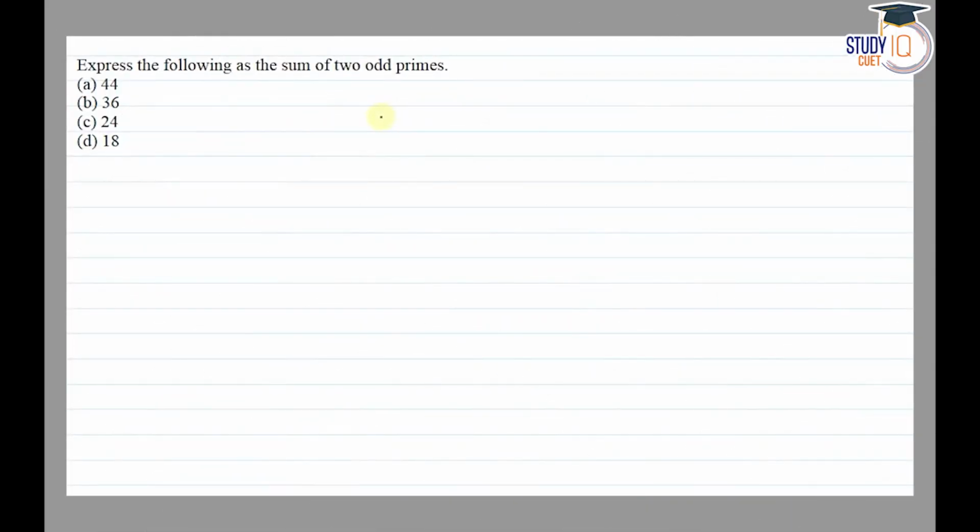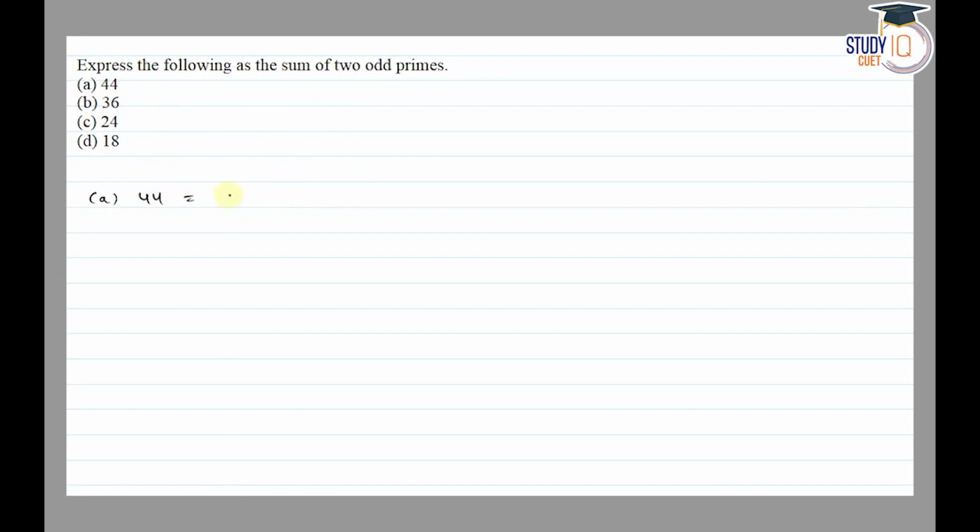Hello everyone. This question appears in class 6th NCERT chapter of playing with numbers. This is sixth question of its exercise 3.2. So the question says that express the following as the sum of two odd prime numbers. So part A is 44. So हमें इसे two odd prime numbers के सम में रिप्रेजेंट करना है.